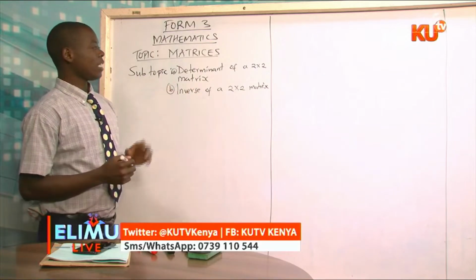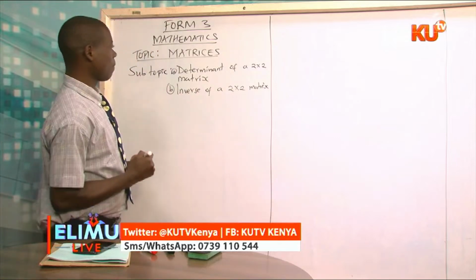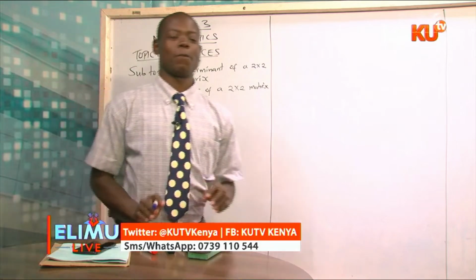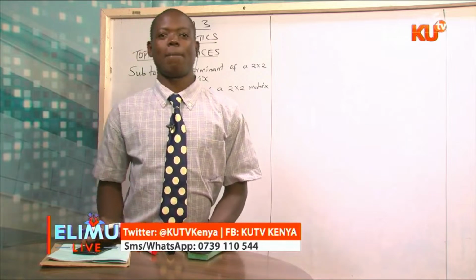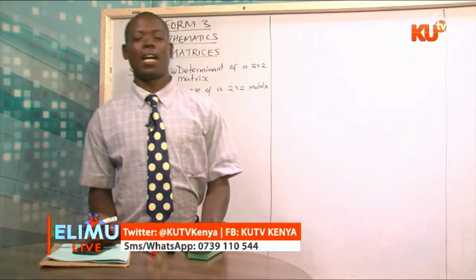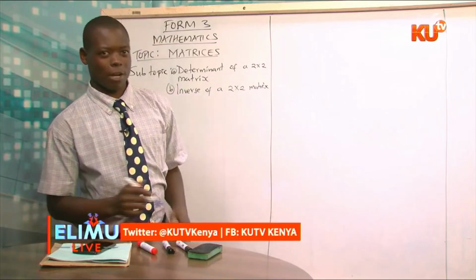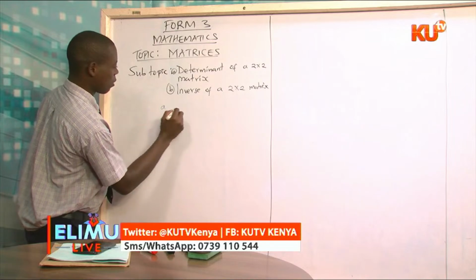Before we discuss the determinant of our 2 by 2 matrix, students, we need to understand one thing: when talking about a matrix, it is singular. When there are more than one, we talk of matrices. And a matrix is simply the arrangement of elements in rows and columns.